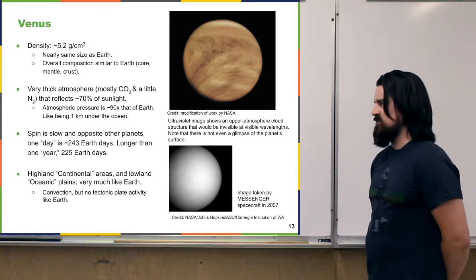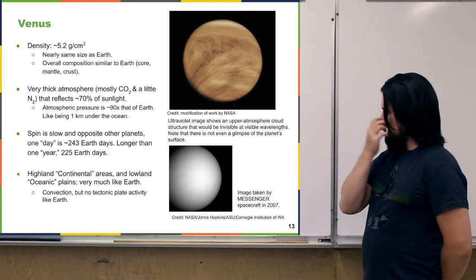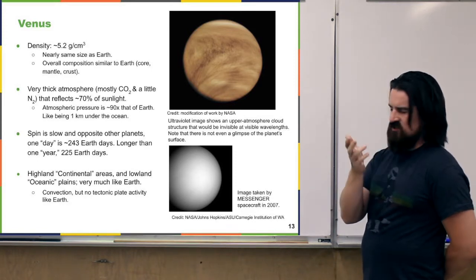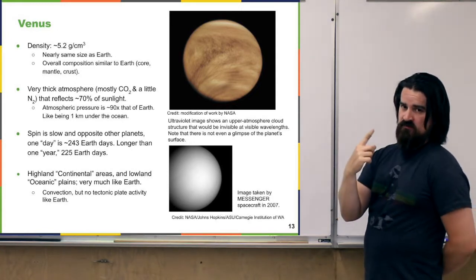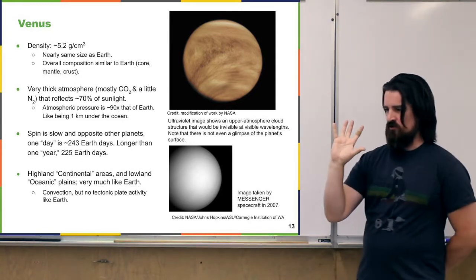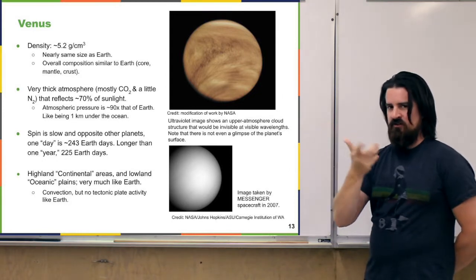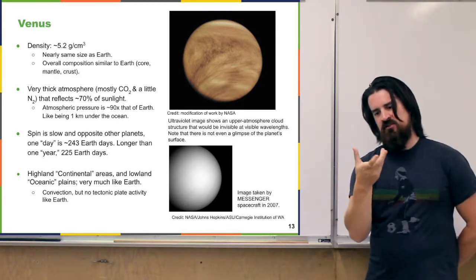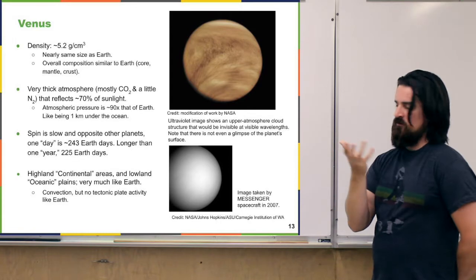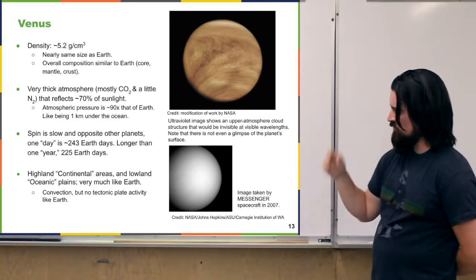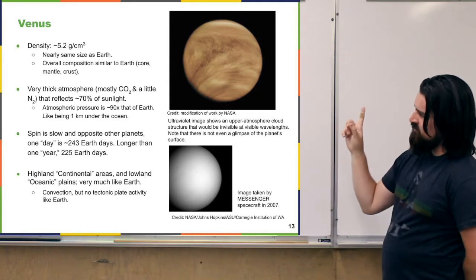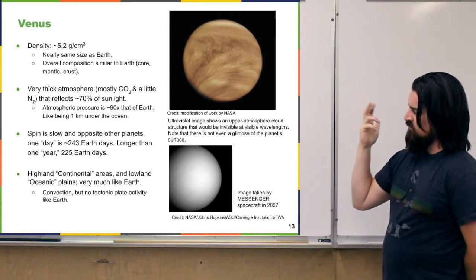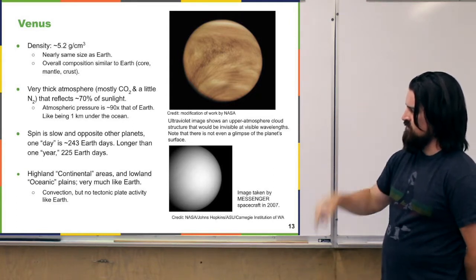Something odd about its rotation on its axis is that it's very slow. I think I mentioned this before, and it's actually in the opposite direction from the rest of the planets. So Earth is rotating this way, and all the other planets are also rotating this way, and Venus actually rotates the opposite direction, and very slowly. So one day on Venus, the time that it takes to rotate completely, is almost a year on Earth, like 243 days on Earth.